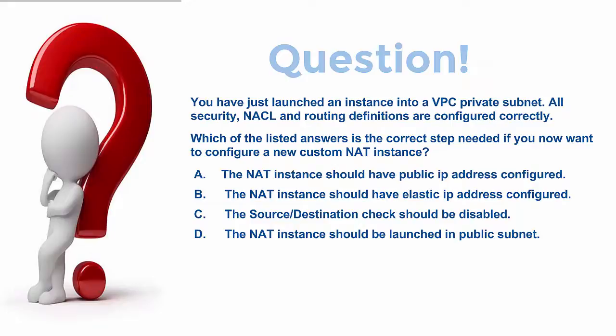So an example here is you've just launched an instance into a VPC private subnet. All security, NACL and routing definitions are configured correctly. Which of the listed answers is the correct step needed if you now want to configure a new custom NAT instance? So I won't give you the answer. You'll have to get further on in the course, or actually buy the course to get the answer to this question. But yeah, I just wanted to give you an idea of how our questions look. I think they're pretty cool.